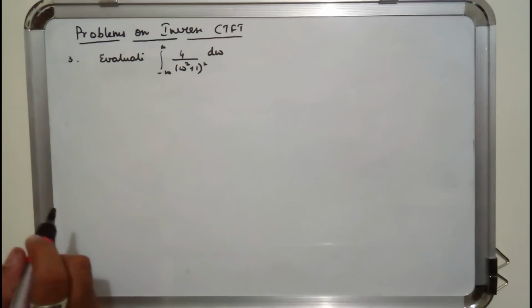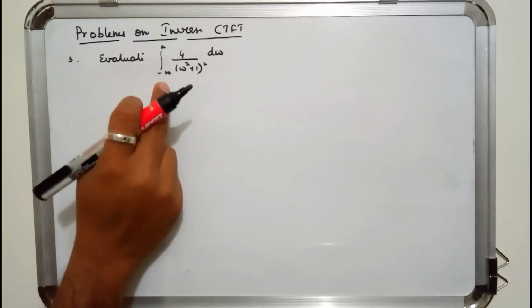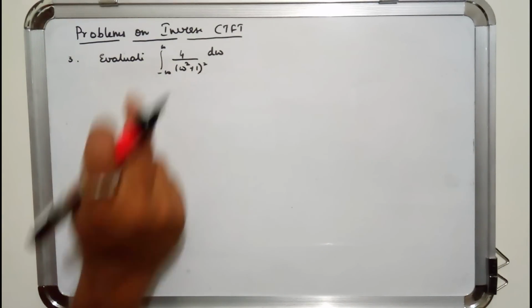So in this problem, you're asked to evaluate the integral of 4/(ω²+1)² dω.